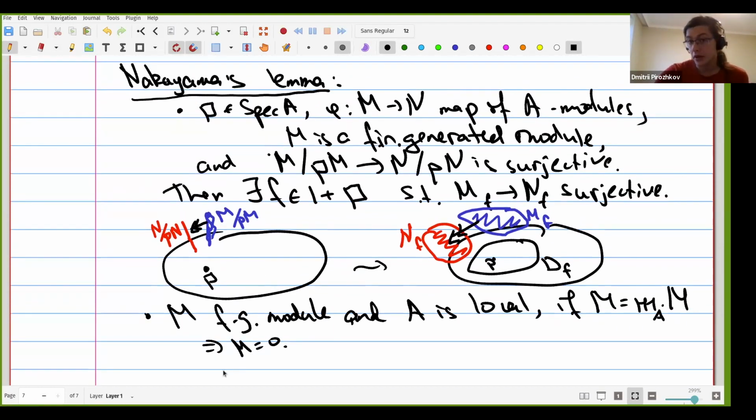So, to go from the second formulation to the first, you look at the cokernel of the map from M to N. That's defined globally. That's something defined over the whole ring A. And if you look at this cokernel as a module, and look at its localization at the point P, you can check that if the map of quotients is surjective, then this condition holds for the cokernel. So the cokernel will be 0 in the localization, and then you can check that the cokernel will be 0 at some distinguished open set.